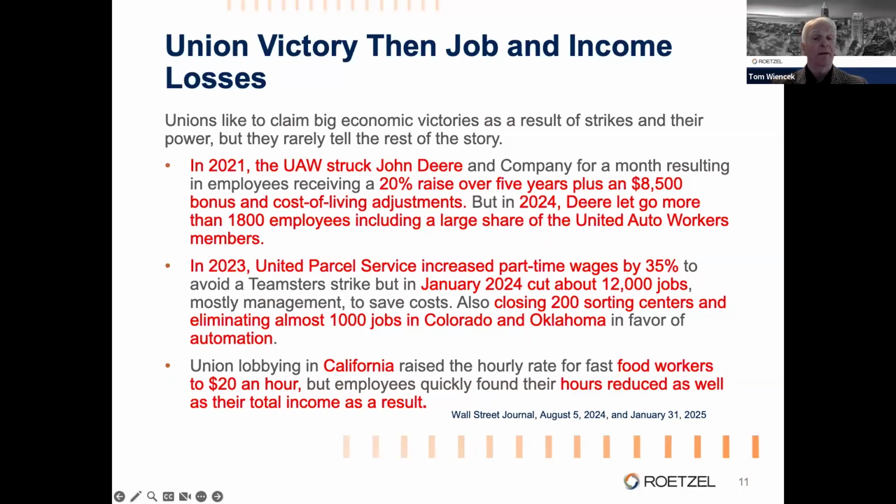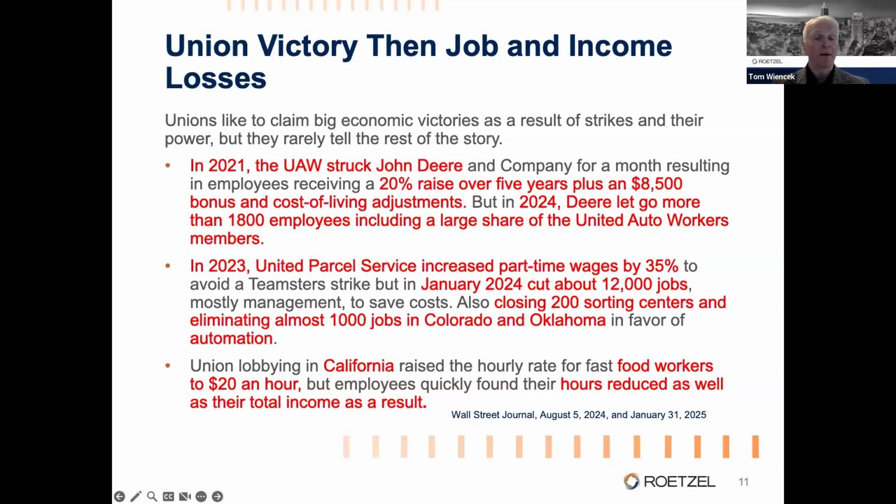And then in 2023, UPS had to increase part-time wages by 35% to avoid a Teamster strike. But in 2024, in January, they cut about 12,000 jobs, mostly management to save costs, but they also closed 200 sorting centers and eliminated almost 1,000 jobs in Colorado and Oklahoma in favor of automation.